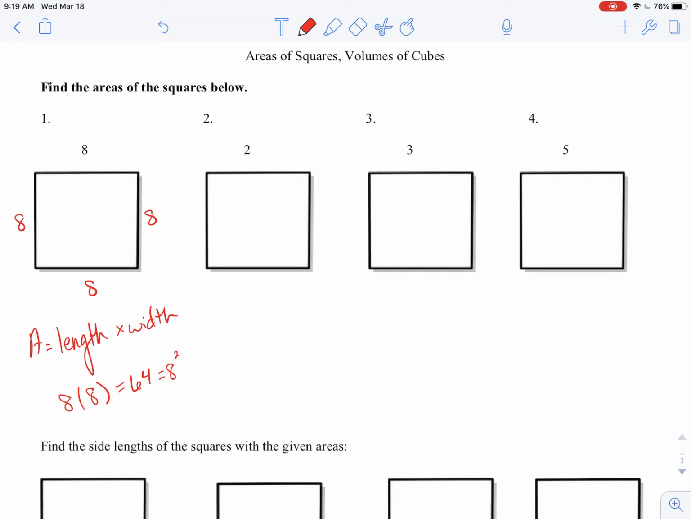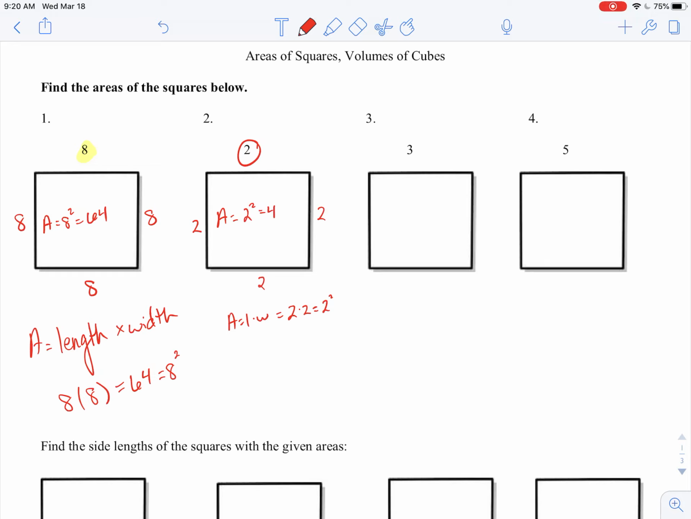64, or 8 squared. So that's why we call it a square number. We're taking whatever this side length is and we will square it. So this area is going to be 8 squared, or 64. Same thing here. I know I've got 2 and 2 and 2 and 2. So the area is length times width, which is 2 times 2, or 2 squared, which is just 4.